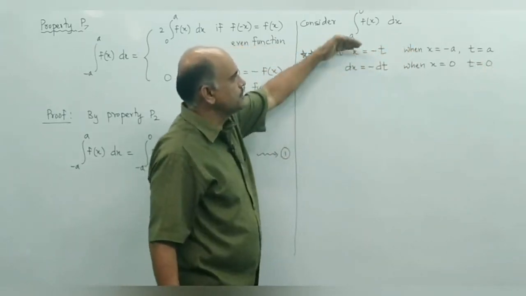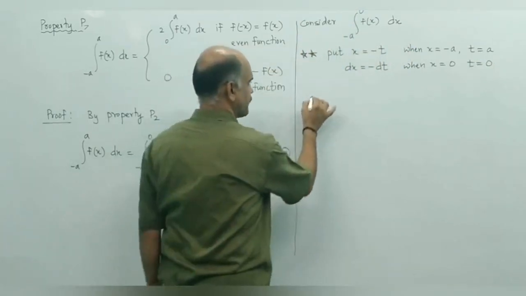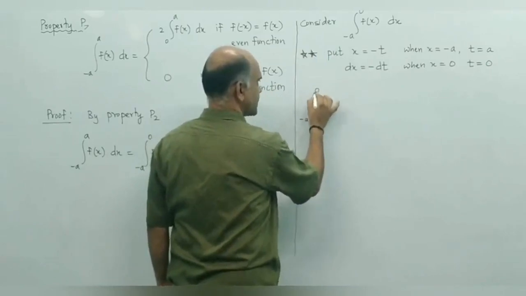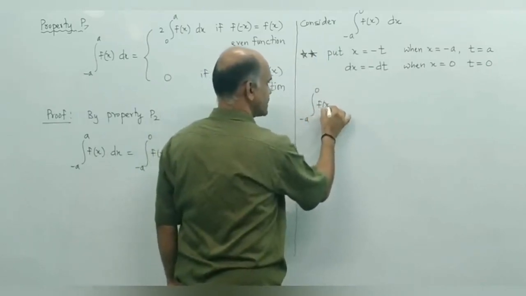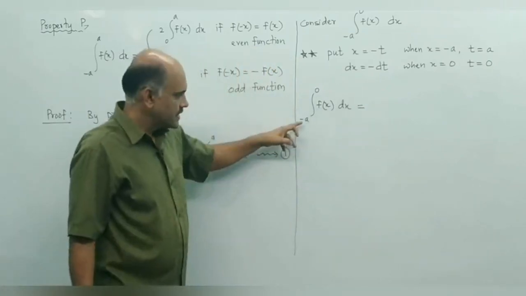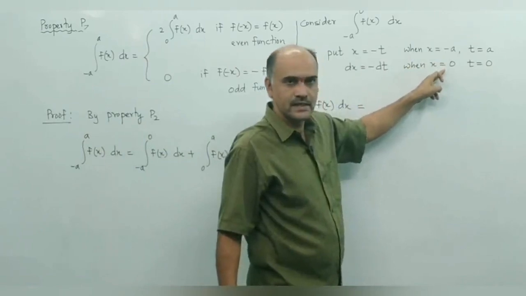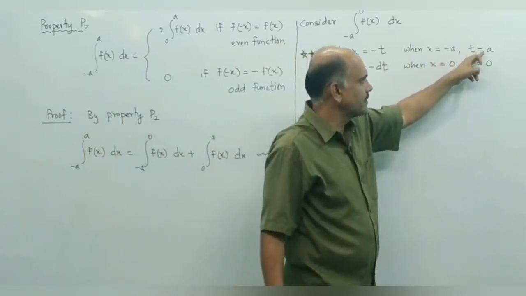Now substitute these values in the integral. Therefore, integral from minus a to 0 of f of x dx is equal to, now the limits change. Minus a to 0 will become from a to 0.